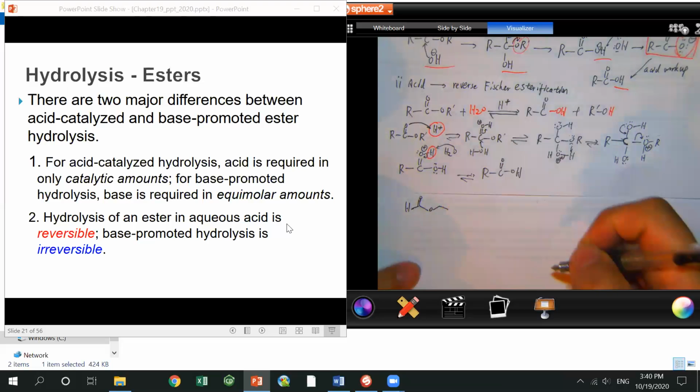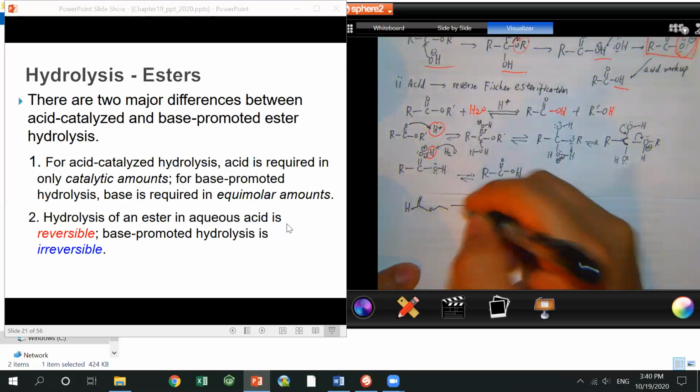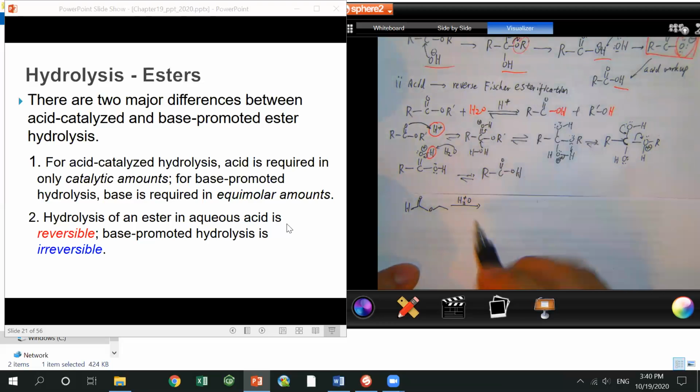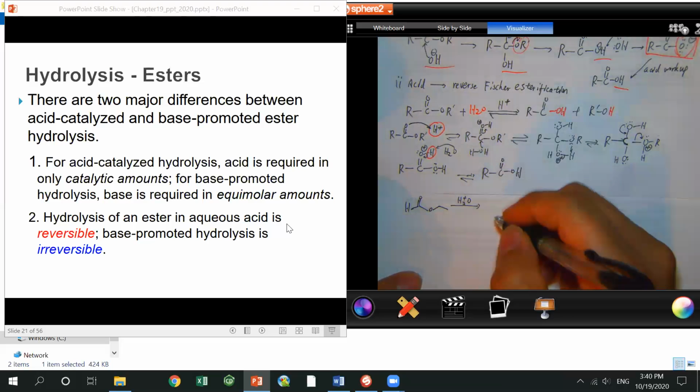So we have this acid, this ester. Use acid. That's the aqueous acid, so H3O+. That's the typical acid aqueous solution.